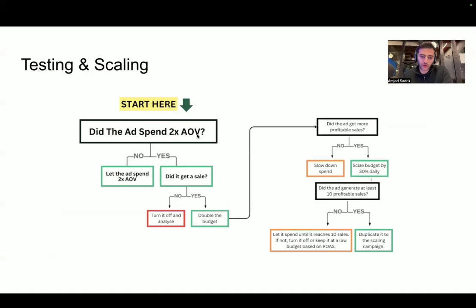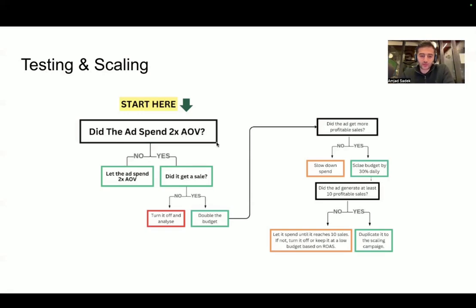But of course, if you're selling something for 1,000 or so, then you don't have to wait that much. In that case, it will be enough to spend a few hundreds. Let's say you're selling it for 1,000. If you spend a few hundreds and you didn't see any traction, then in that case, you can turn it off. But let's go back to that example of 50.